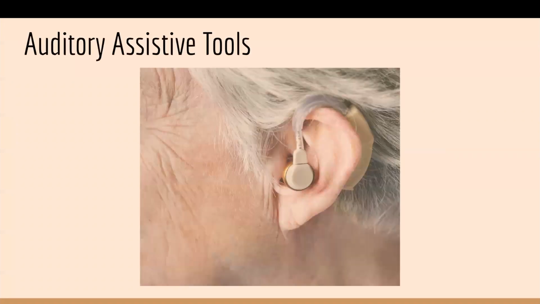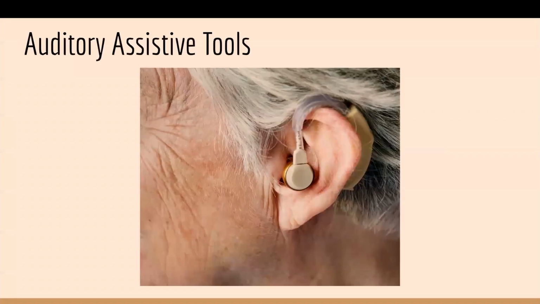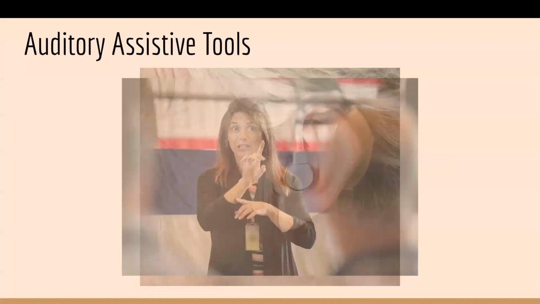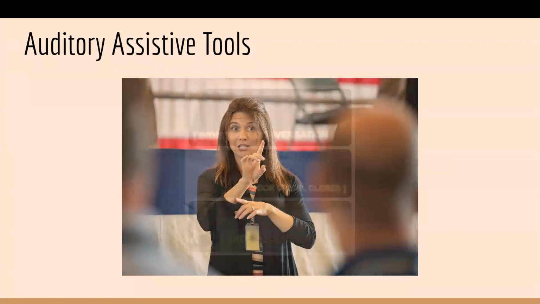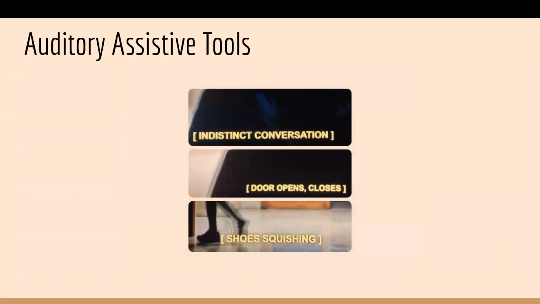Auditory assistive tools include hearing aids and cochlear implants, use of sign language and/or interpreters, the use of speech to text, the use of closed captions as seen here, and additionally the use of vibrations or lights on technology so that they can see when a notification comes rather than hear.